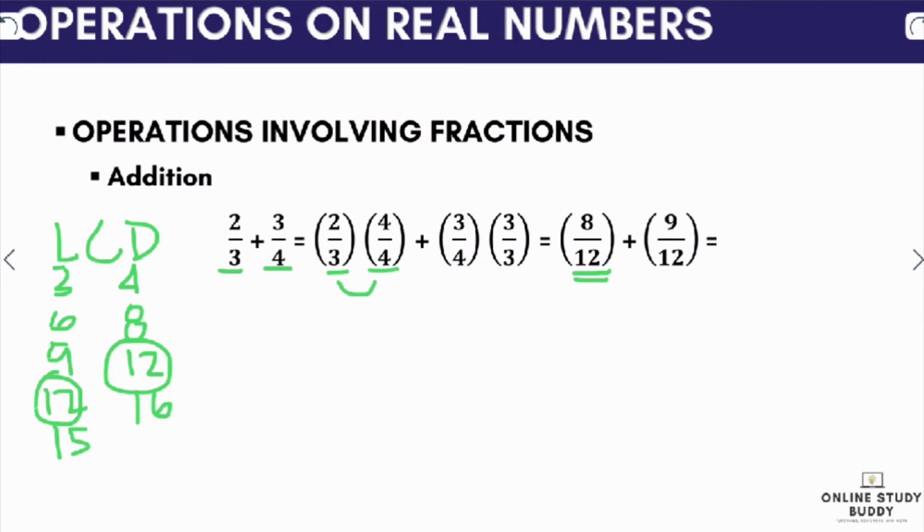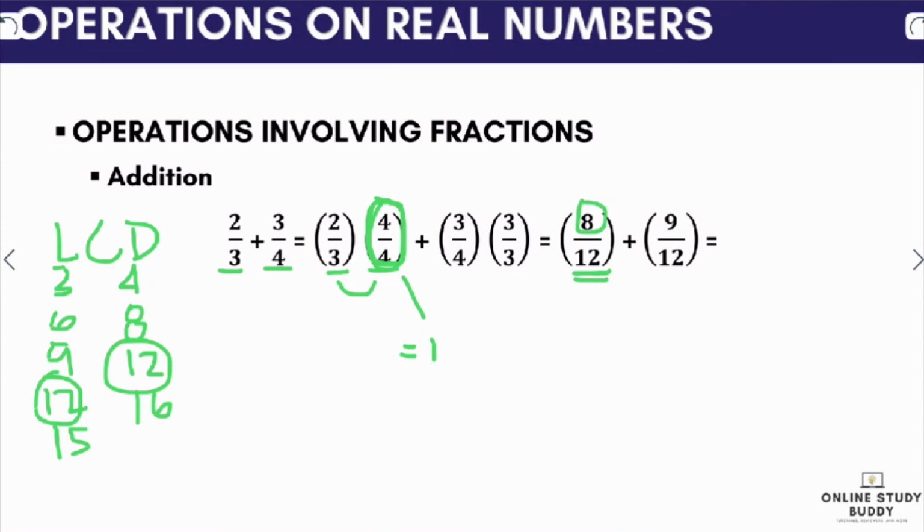Similarly, kailangan natin mag-multiply ng 4 sa numerator natin such that yung total effect niya doon sa 2/3 na fraction natin, parang nag-multiply lang tayo ng 1. So, if we multiply 4 sa numerator, we will get 8 over 12.